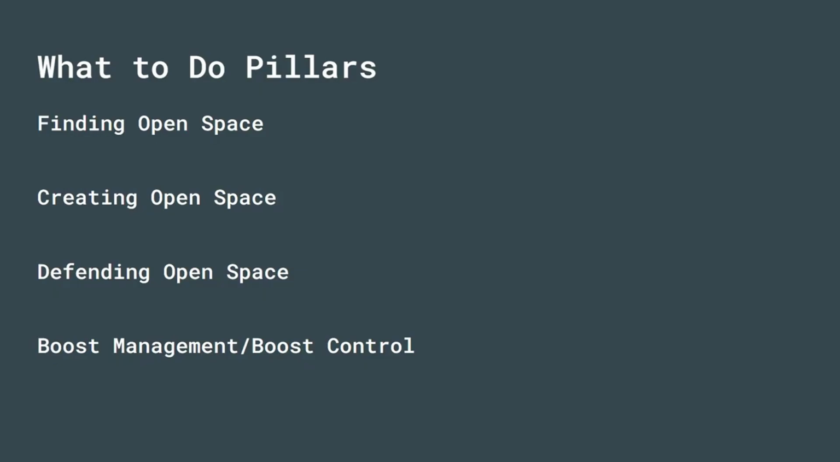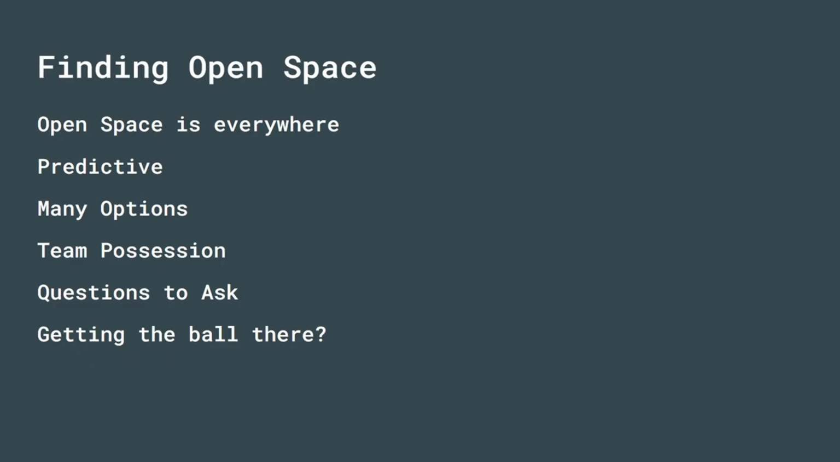Now that we've defined some terms, we can get into the actual meat and potatoes, the good stuff. This is the what to do pillars. This is what you should be thinking about and what you should be trying to do in game. You should be finding open space, creating open space, defending open space, boost management, and boost control. All very important. Let's first go over finding open space.